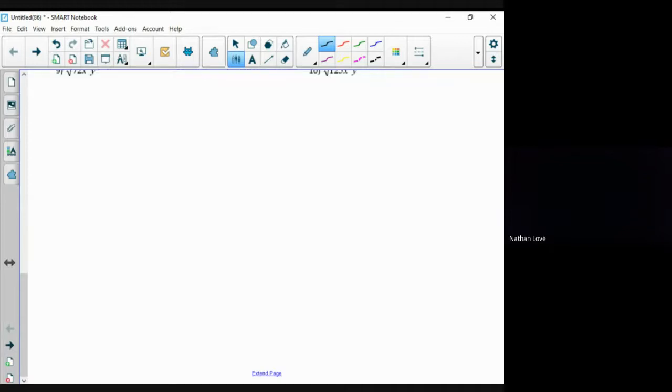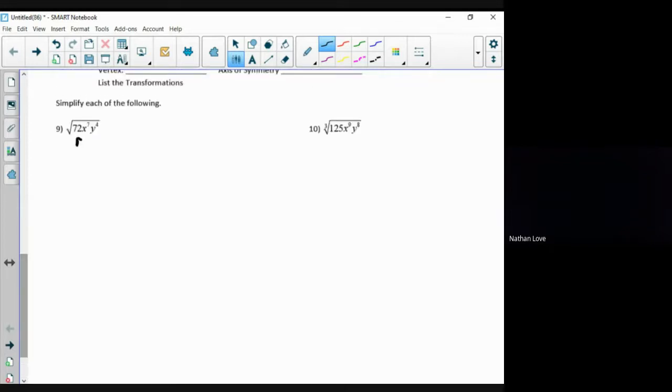In number 9, I have a square root. I'm going to take 72 and break it down to 8 times 9. Remember that? And 8 breaks down to a chicken foot, and 9 breaks down to 3 and 3. And then my x is 1, 2, 3, 4, 5, 6, 7. Y is 1, 2, 3, 4.